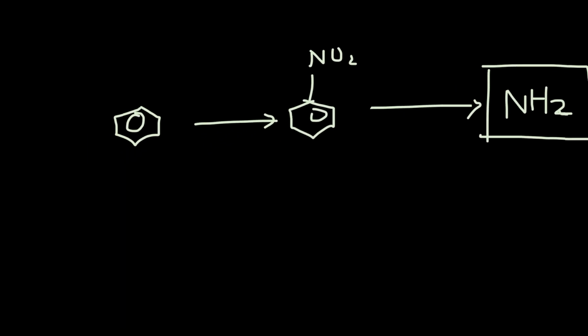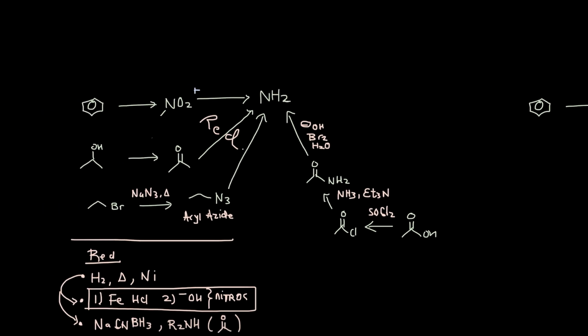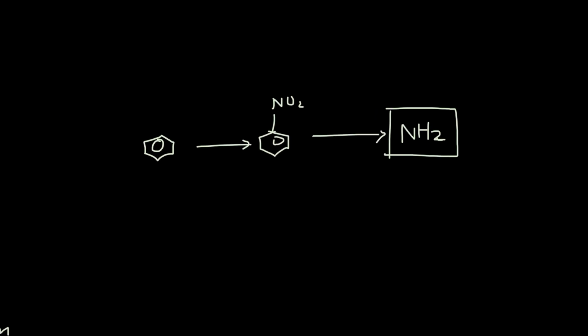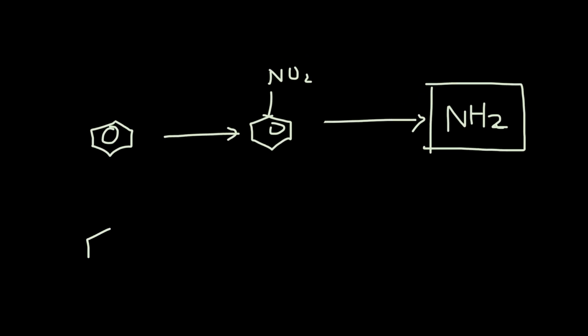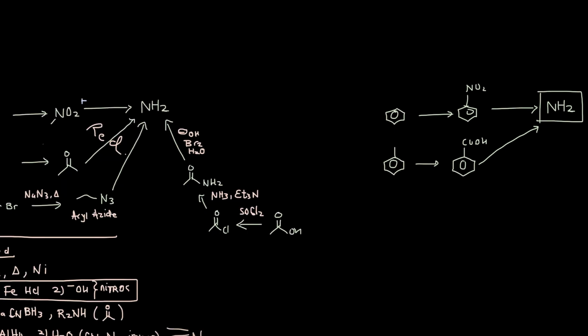You start with benzene, add nitro using HNO3 and H2SO4, and then use reduction as mentioned here. So you could use this, or you could use this for nitros. You reduce it and get your aniline. But on the exam, they might give you a variant. They will give you toluene. And to get to your aniline, you would use side chain oxidation, turn this into COOH, and follow this pathway.